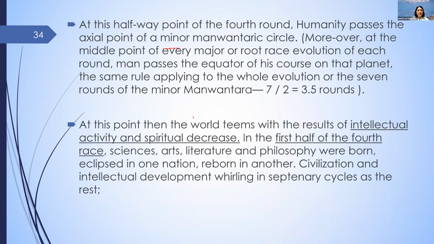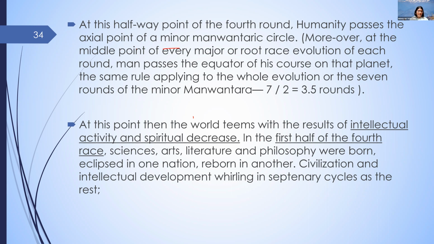Going back to that slide 34, the second point. At this point then, the world teems with the result of intellectual activity. So we are talking about the 4th round. In the 4th round, at this half point, this middle point, the world teems with the result of intellectual activity and spiritual decrease. In the first half of the 4th race, science, arts, literature, and philosophy were born, eclipsed in one nation, reborn in another. Civilization and intellectual development whirling in septenary cycles at the best.